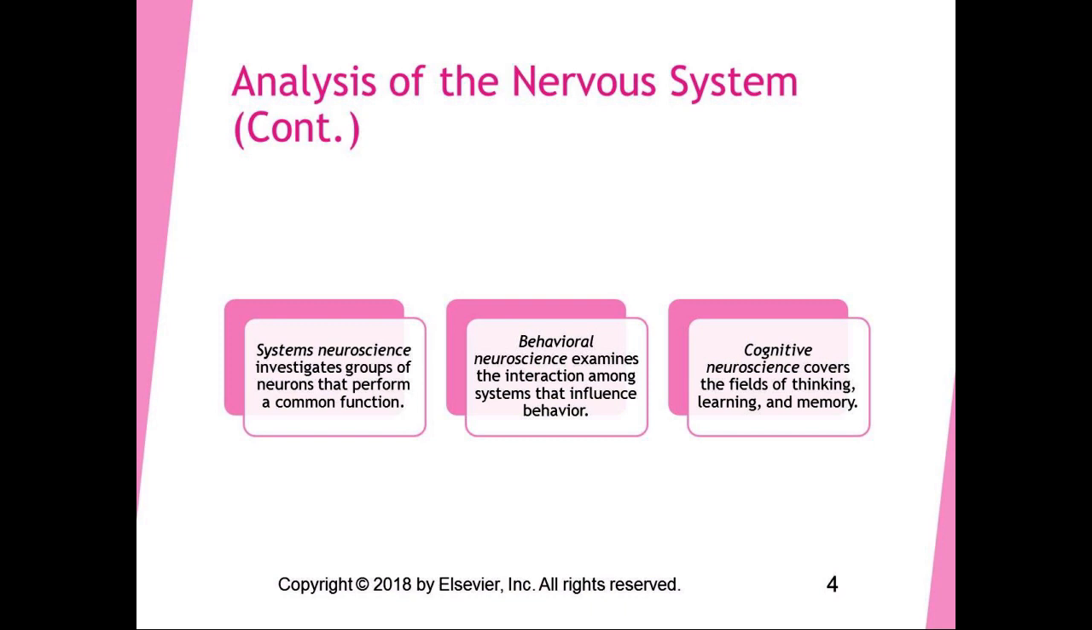Cognitive neuroscience covers the fields of thinking, learning, and memory. And while we won't be delving into it in a very in-depth way, we will talk a little bit about thinking, learning, and memory because physical therapy is, of its essence, a teaching profession. So, we need to know how people learn, how we motivate people, how people remember things, and when they have disorders that affect their memory, how do we work around that, or how do we compensate for that?